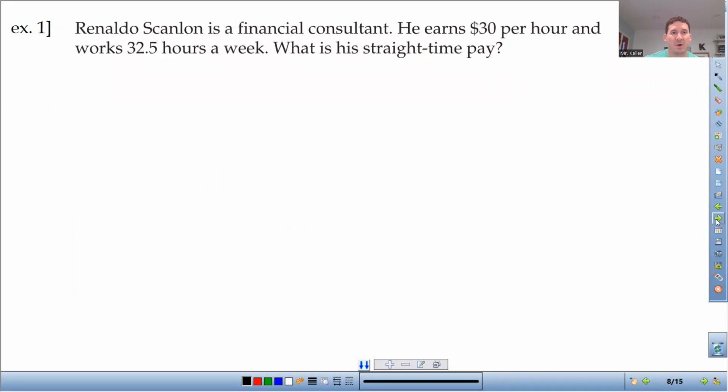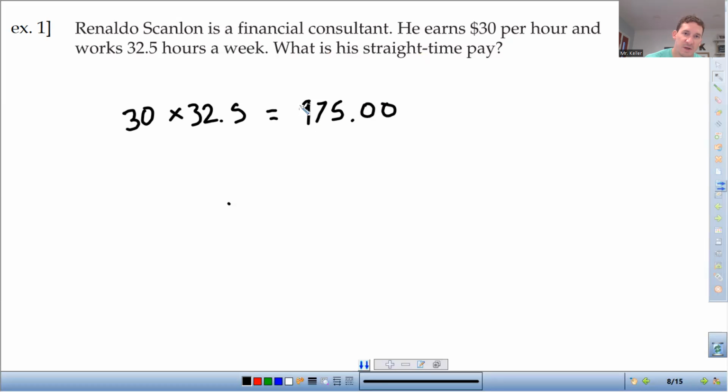So real simple, Ronaldo Scallon is a financial consultant. He earns $30 per hour, works 32.5 hours. What is his straight time pay? $30 per hour times 32.5. Let me do a calculator on that. 30 times 32.5 comes out to 975, rounded to 2 decimal places. So he made $975 during that time period.